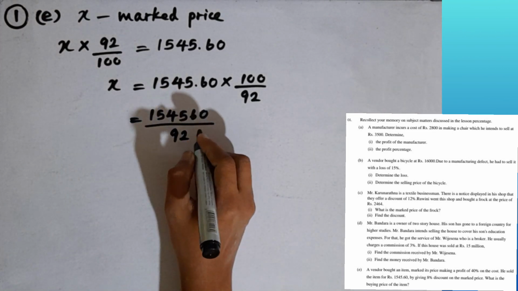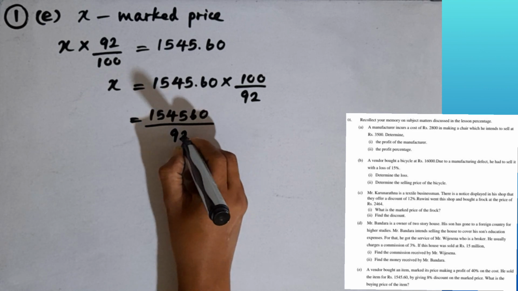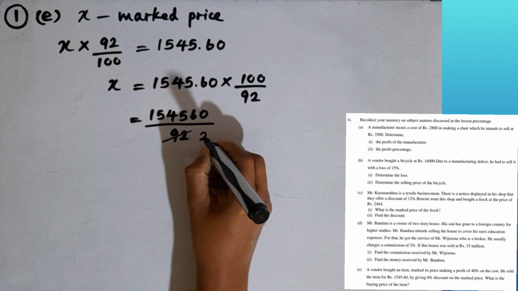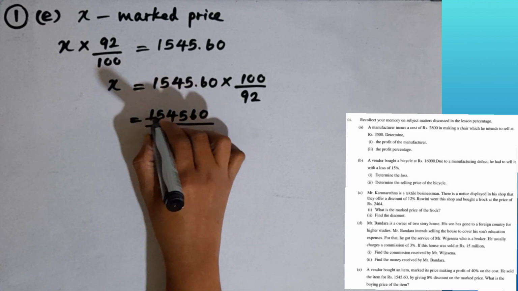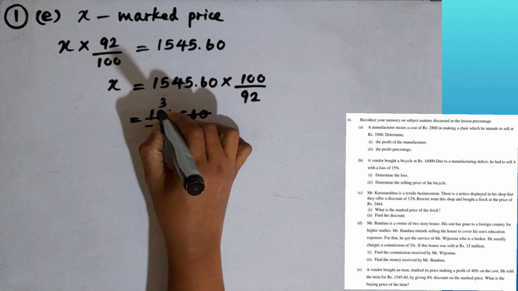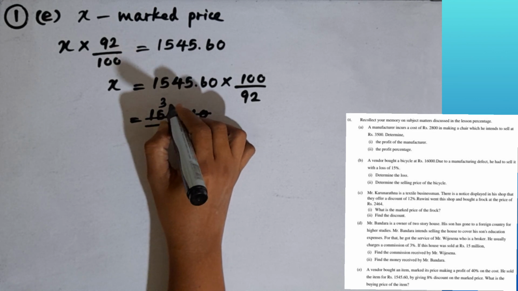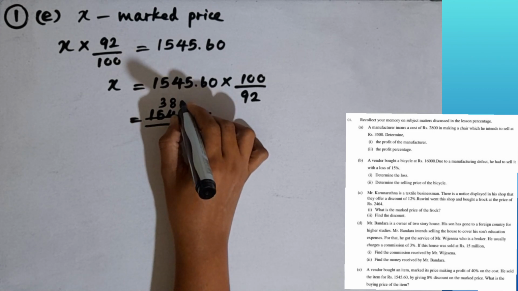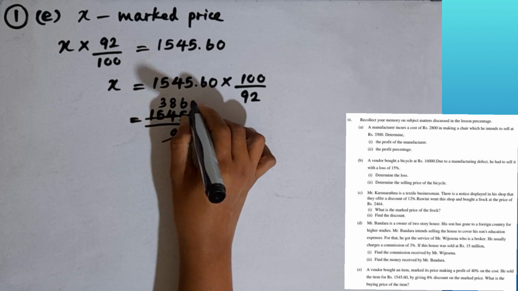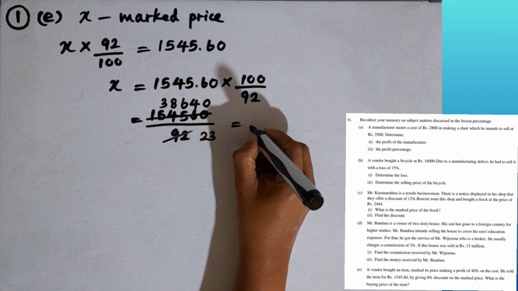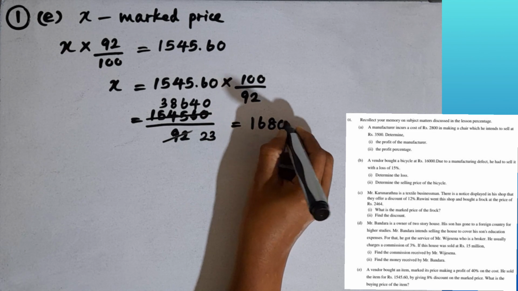We can divide by 4 first. 4 times 2, 8. Then 4 times 3 is 12. Again let's divide by 4. 4 times 3, 12. For 4 times 8, 32. For 25, 4 times 6, 24. For 16, 4 times 4. Dividing this value by 23, you get 1,680. This is the marked price.